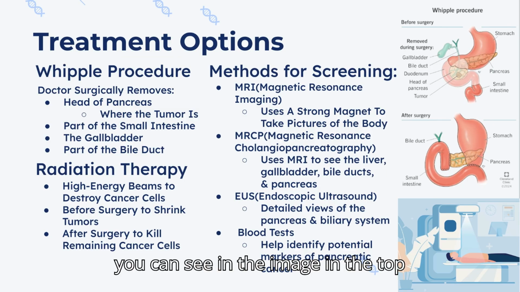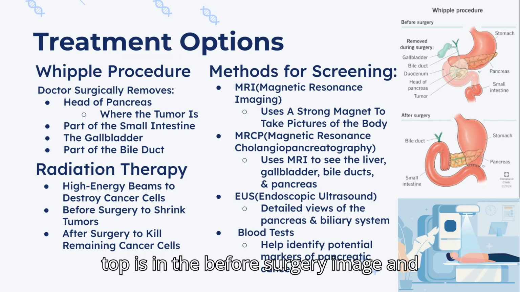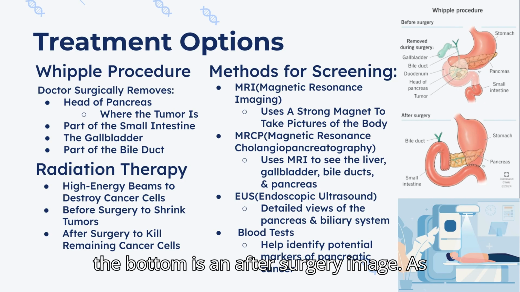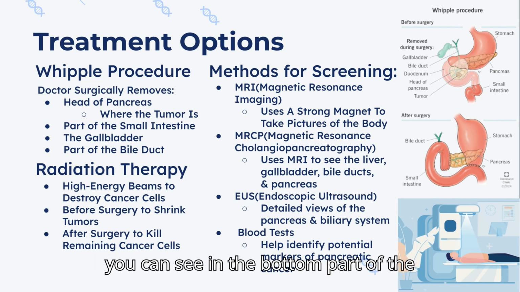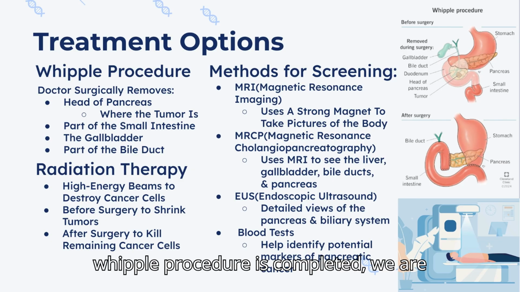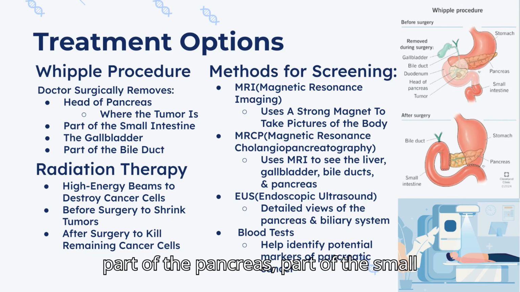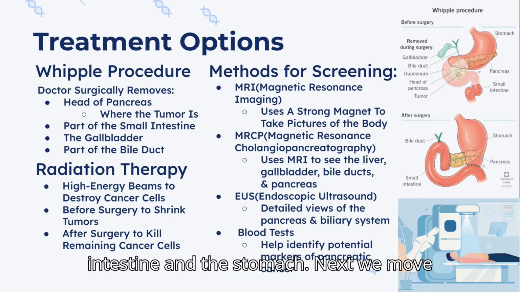As you can see in the image in the top right, this is a simple outline of what the Whipple procedure actually does. The top is a before surgery image and the bottom is an after surgery image. As you can see in the bottom part of the image, after the Whipple procedure is completed, we are only left with part of the bile duct, part of the pancreas, part of the small intestine, and the stomach.